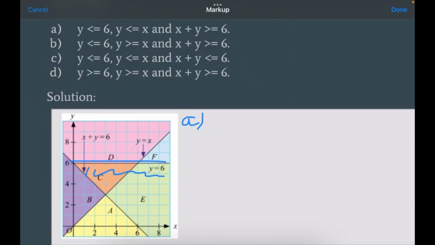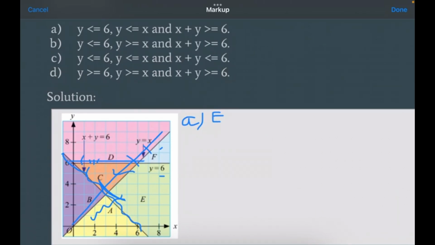Then y is less than or equal to x. From this line, that means the region below it. And for another line, x plus y is more than 6, so we take this region above it. So which region satisfies question A? The answer is E.